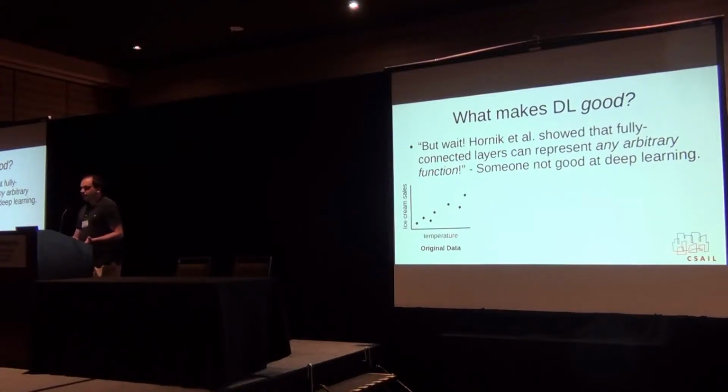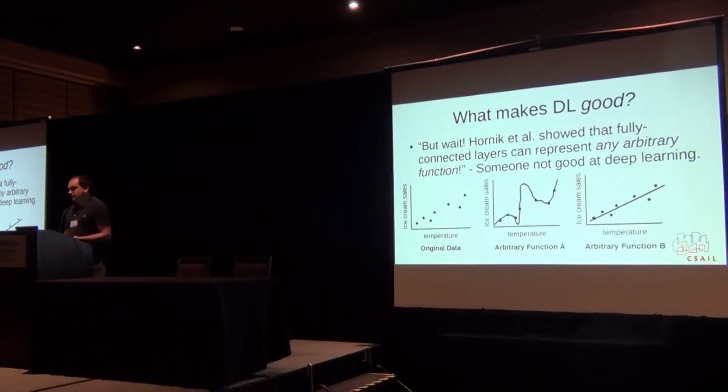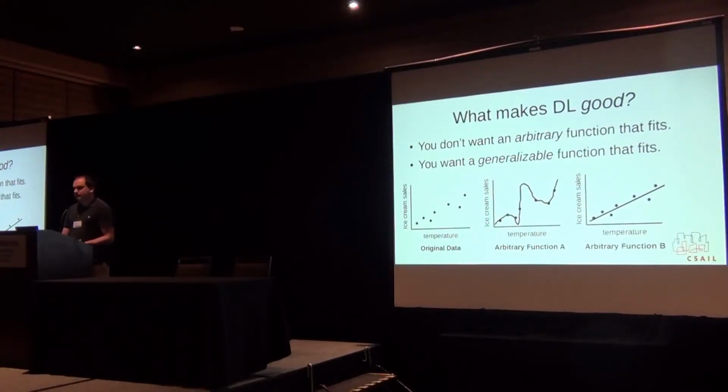Imagine you're trying to train a model that correlates temperature with ice cream sales. If this is your original data, here are two possible functions you can learn, right? Arbitrary function A and arbitrary function B will both have the exact same loss. PyTorch will be equally happy with both of these functions that you learn to fit, and yet we should probably prefer one of them more than the other, right? We don't want to fit an arbitrary function. We want to fit a generalizable function, right? A fully connected neural network can represent an arbitrary function. We don't want that. We want a representation of a reasonable function.